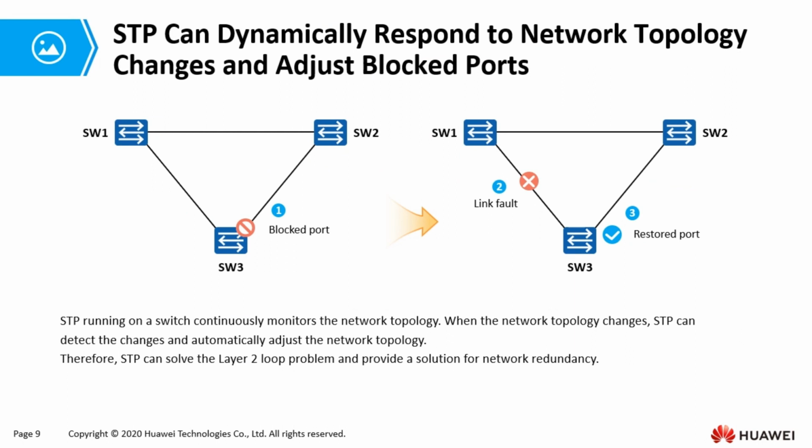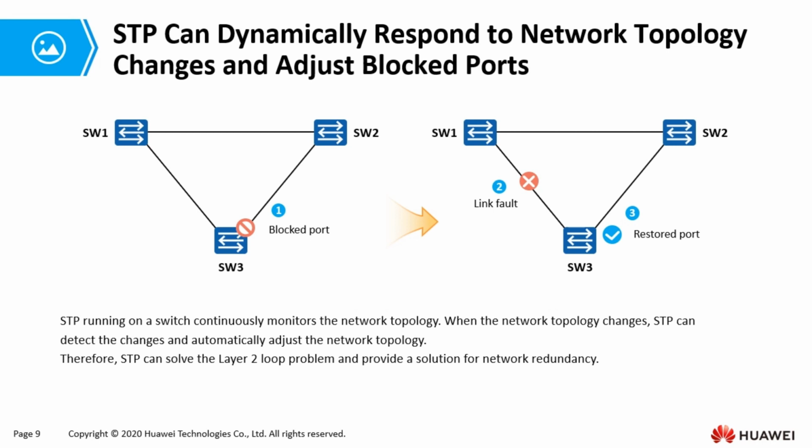So how can STP dynamically respond to network topology changes and adjust the blocked port? If we enable the STP protocol on these switches, they will exchange STP BPDUs to monitor the network topology. Later we will see the STP calculations that determine which port will be blocked, but for now we are just looking at the theory, the working principle of STP.